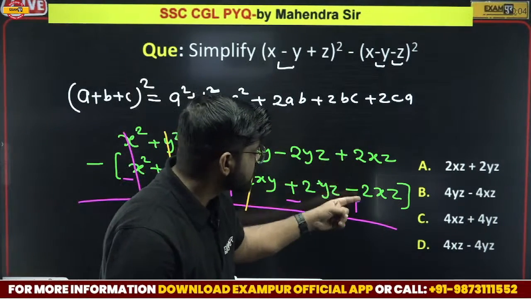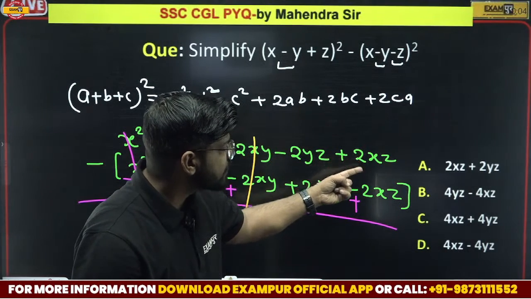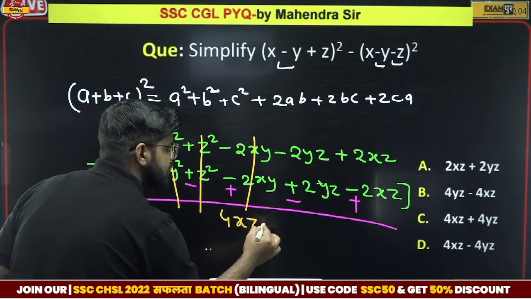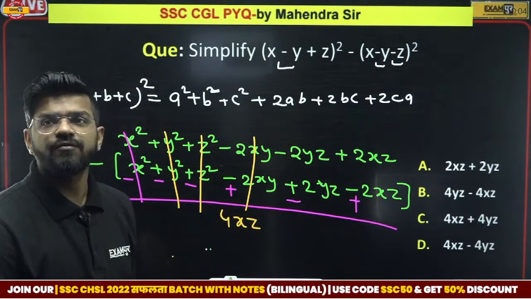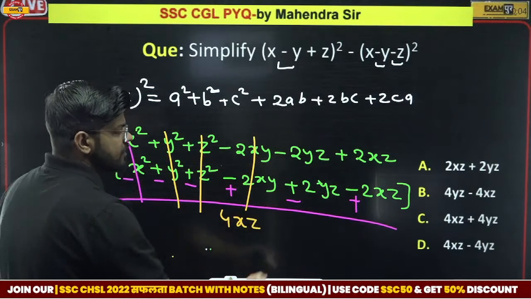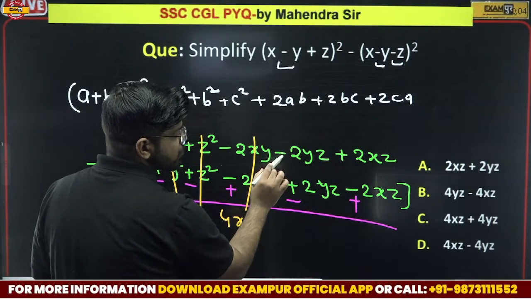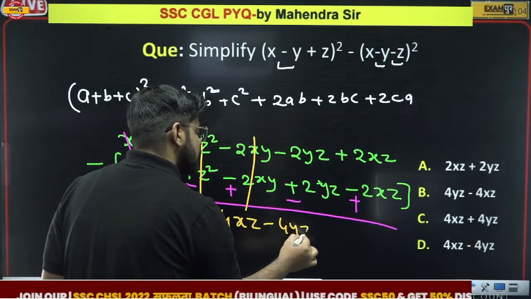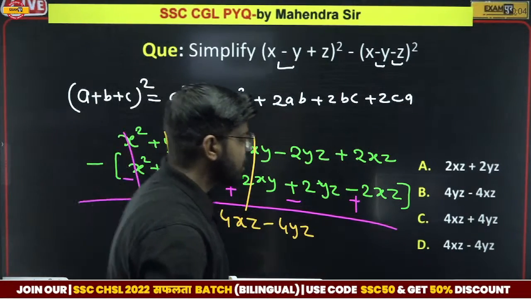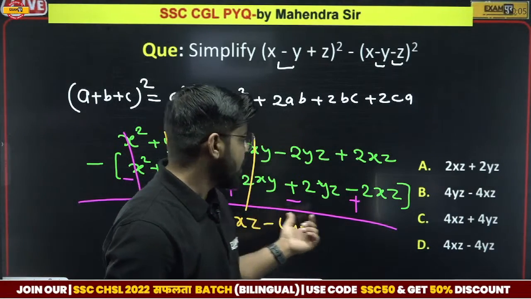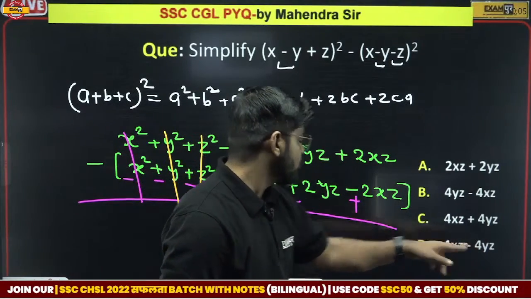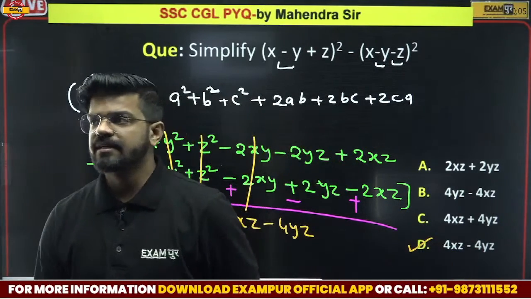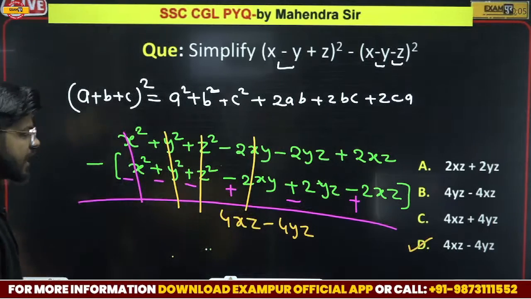So we have two positive things, 2xz plus 2xz, this will give you 4xz. And here we have minus 2yz and minus 2yz. This will give you minus 4yz. So this should be our answer: 4xz minus 4yz. Option number D is the right answer.